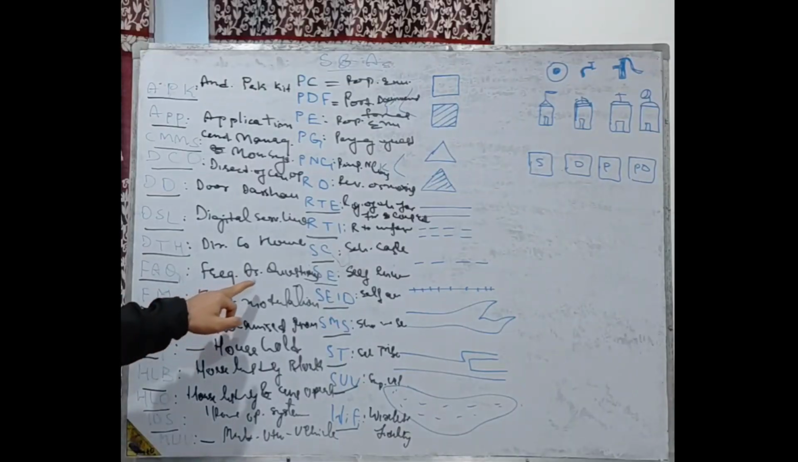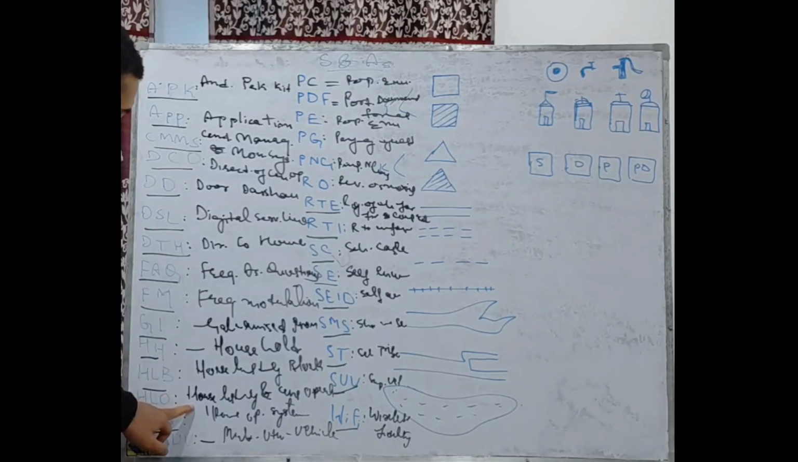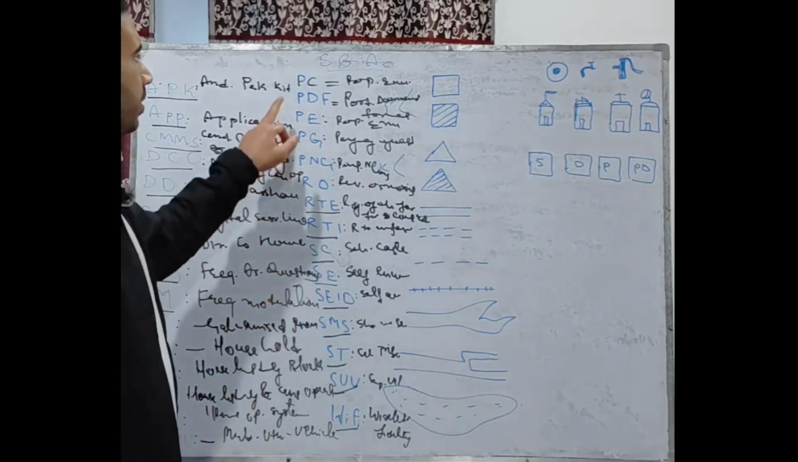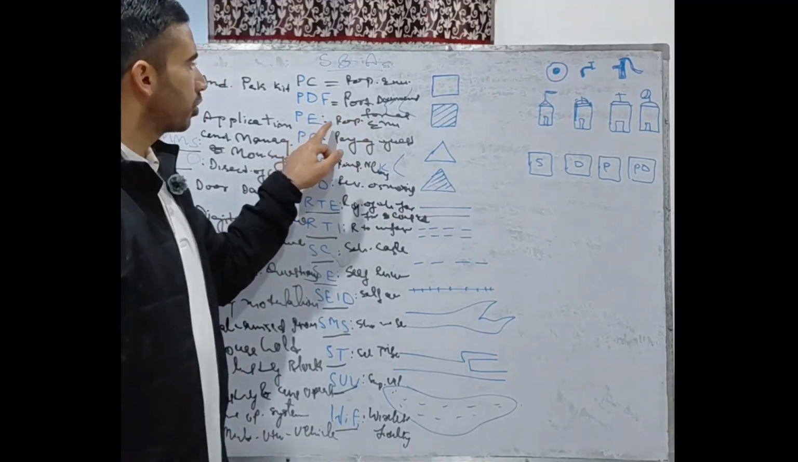FAQ refers to frequently asked questions, and FM refers to frequency modulation. GI refers to galvanized iron. HH refers to household. HLB refers to house listing block. HLO refers to house listing and census operations. iOS refers to iPhone operating system. MUV refers to multiple utility vehicle. PC refers to population enumeration. PDF refers to portable document format. PE refers to population enumeration.